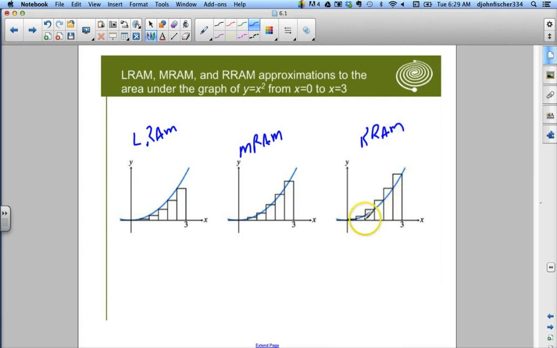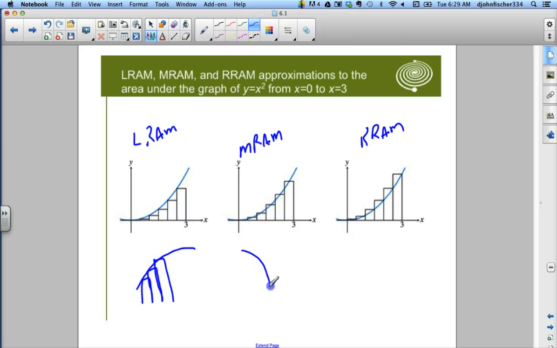Now RRAM, if we go to the right point and draw my rectangles. On the RRAM, you'll notice it's too much. Now it depends on the curve. If I drew a curve like this and drew my left RAM, as I move along, there might be less error. Where I drew my right RAM might be more error, or it depends on how the curve looks.